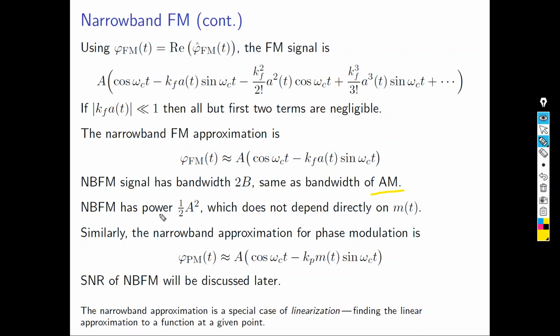Narrowband frequency modulation has power of half a square, which does not depend directly on m of t. Why doesn't it depend directly on m of t? Because you don't change the amplitude here based on the message signal. You change the phase or the frequency based on the message signal.